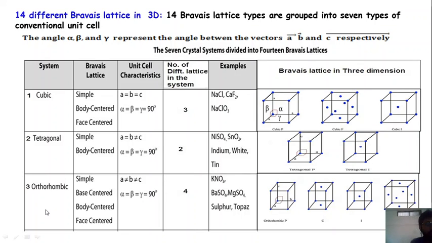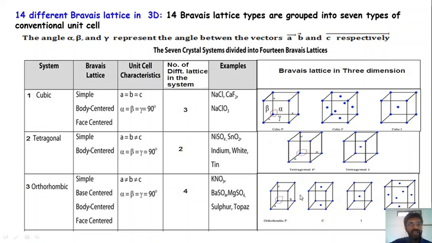The third one is the orthorhombic group. Now the orthorhombic group has four types of networks. The first is the simple orthorhombic, the second is the base centered orthorhombic, the third is the body centered orthorhombic, and the fourth is the face centered orthorhombic. The condition for the orthorhombic is that vector A is not equal to vector B and not equal to vector C. That means these three vectors are not equal, but they are perpendicular to each other. That is, the angle between these three vectors is equal to 90 degrees.